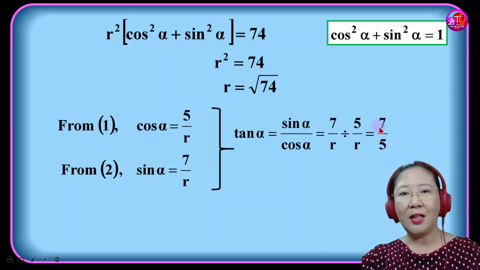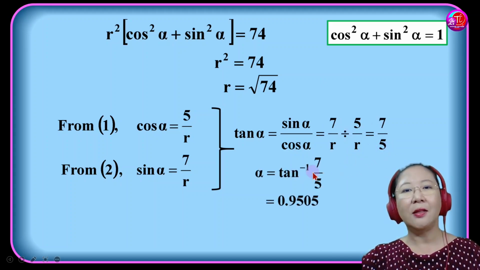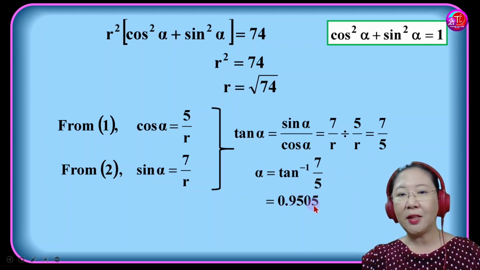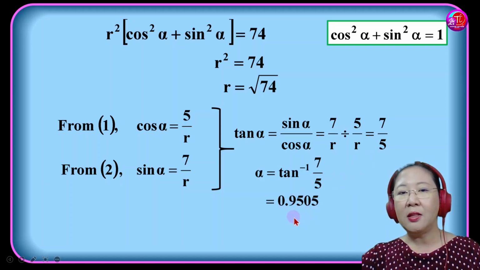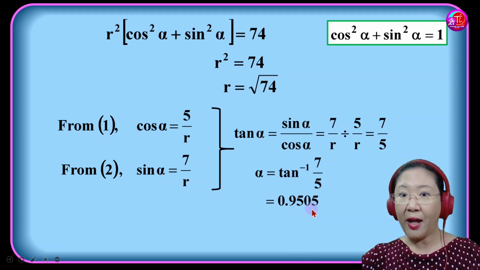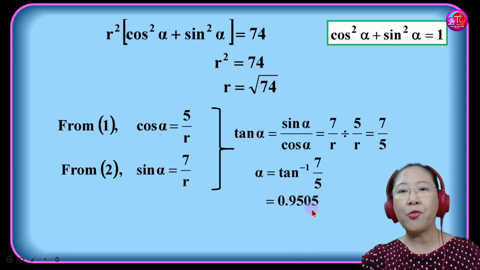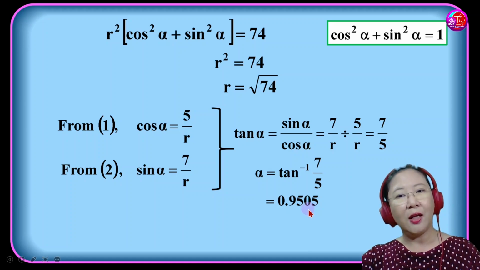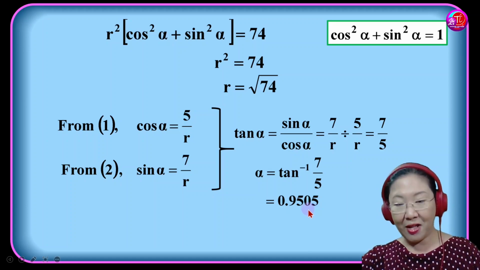Once that is done, that is 7 over 5. You get the answer and then you press the calculator. You press the calculator and you will get 0.9505. Like I said just now, I wanted my answer in radian form, so I press the calculator. My calculator mode is in radian form.